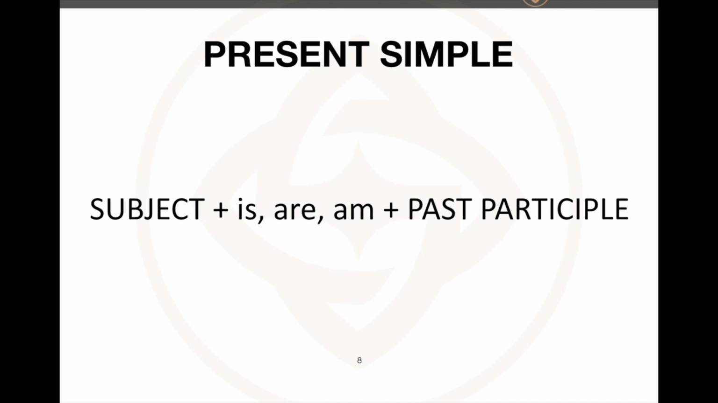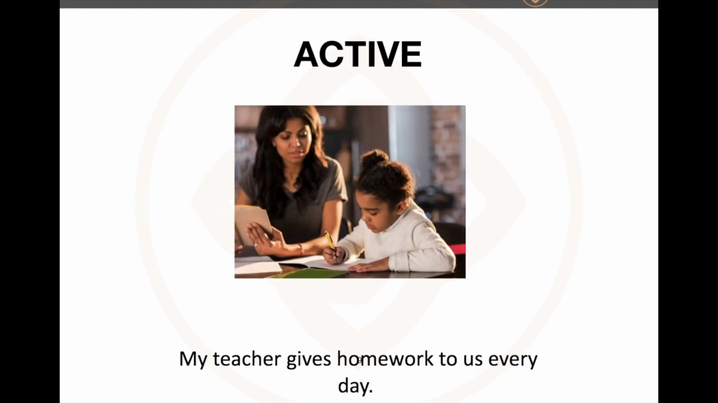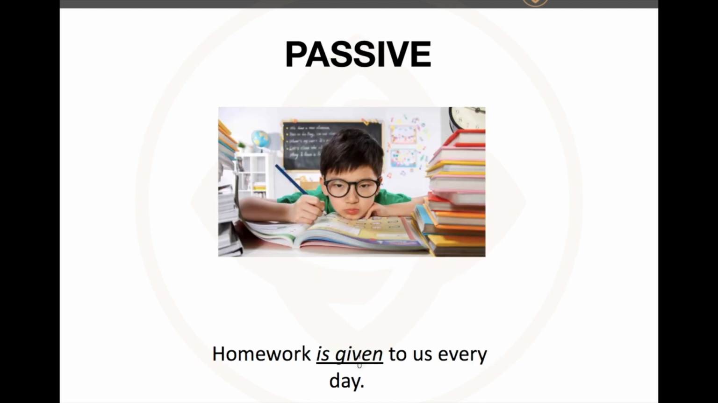Let's start from present simple. After I give you the structure, we will be looking at the examples of each tense. So as you see, in present simple we use subject plus is, are, am plus past participle. In active, my teacher gives homework to us every day. And the passive form of the sentence will be homework is given to us every day.